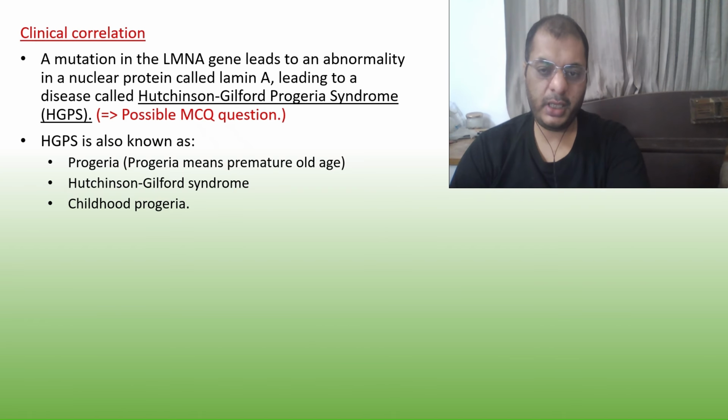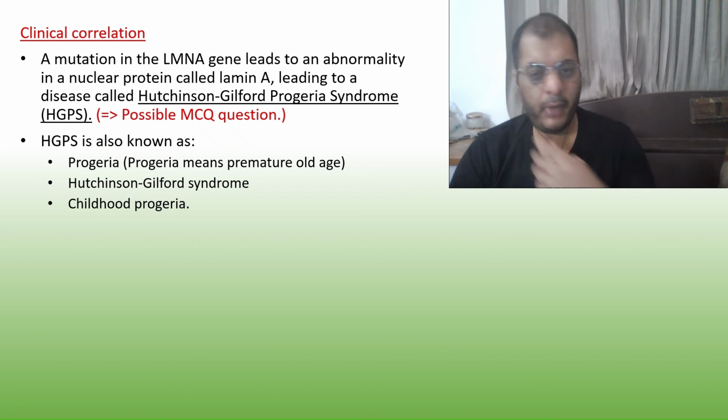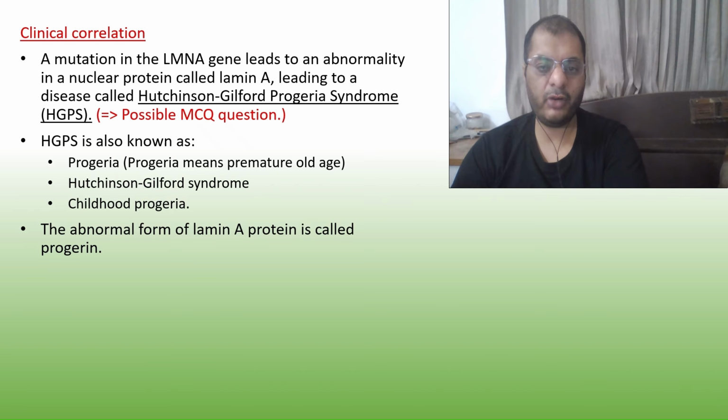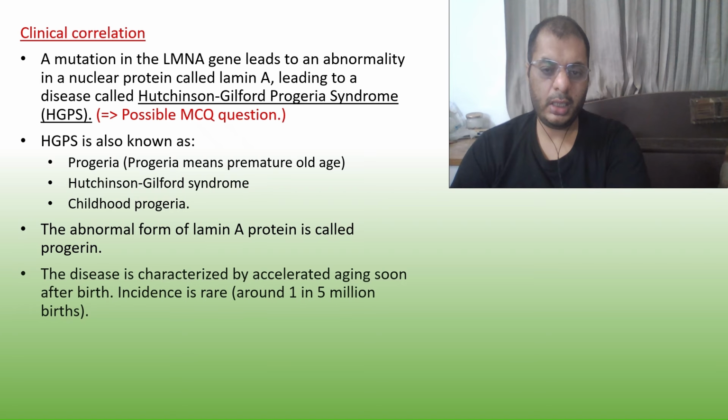So what happens with HGPS is that it is due to a genetic mutation. There is a gene called the LMNA gene, which codes for a nuclear protein called lamin A. So mutation in the LMNA gene leads to a defective or abnormal form of the protein lamin A, and this abnormal form is called progerin. Due to the abnormal nuclear protein progerin, there is accelerated aging in HGPS soon after birth. Fortunately, the incidence of this disease is very rare. It is around 1 in 5 million births.